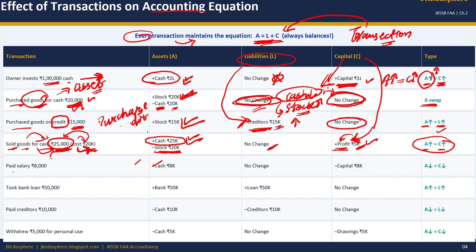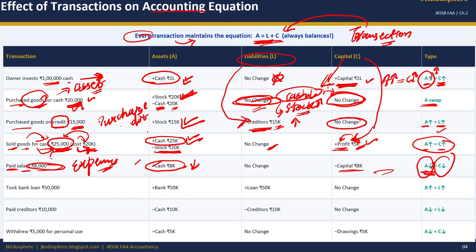So next is paid salary of 8,000. What is salary? Expense, right? So cash is decreased by 8,000. So asset will decrease and capital will also decrease, right? Asset will decrease, capital will also decrease. There'll be no change in the liability.